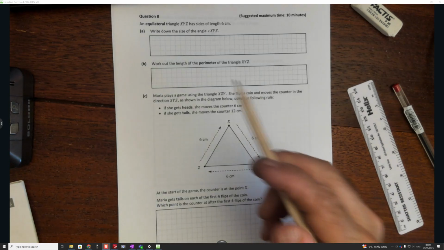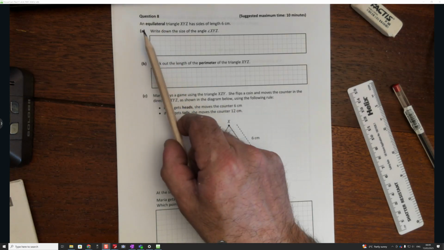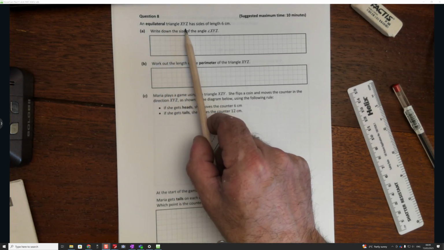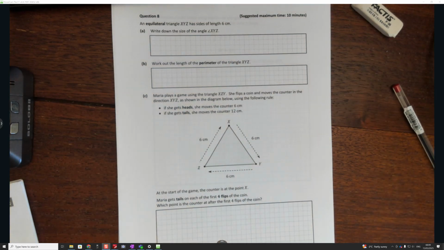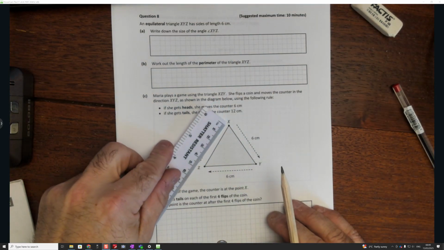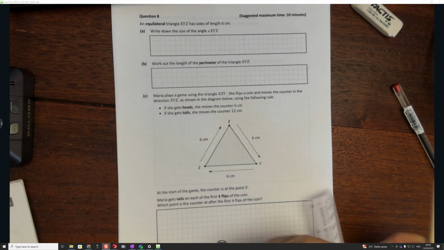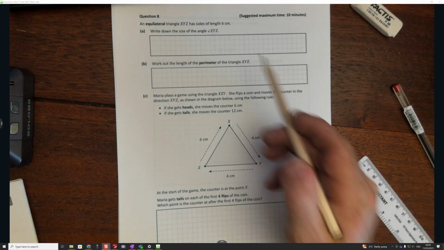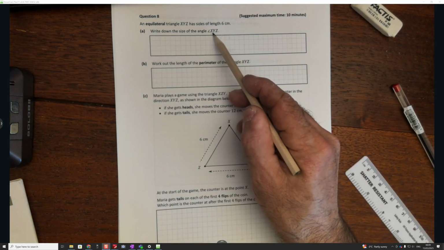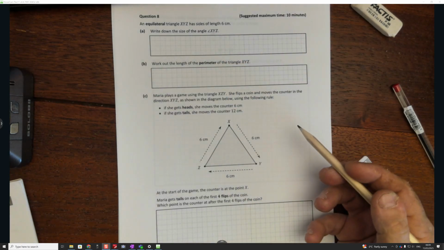Okay, welcome back students. So we're doing question 8 of the 2020 sample paper. An equilateral triangle XYZ has sides of length 6 centimeters. Let's double check. Well, they're not to scale anyway, it doesn't matter. Write down the size of the angle at Y, from X to Y to Z. Well, they're all the same size.